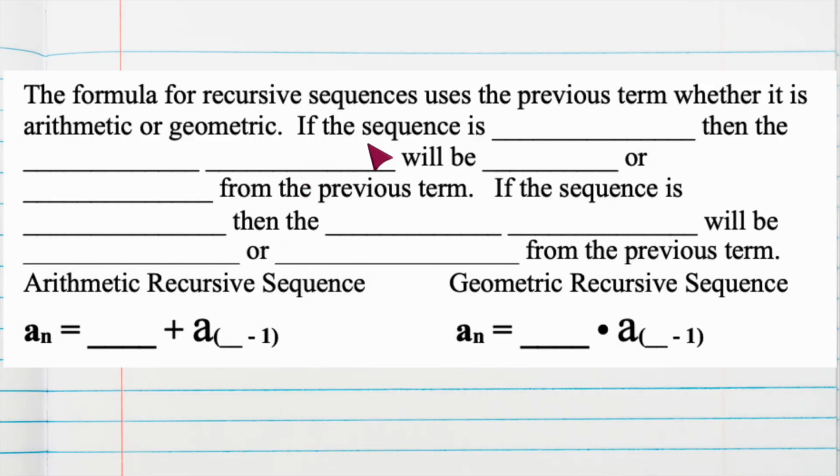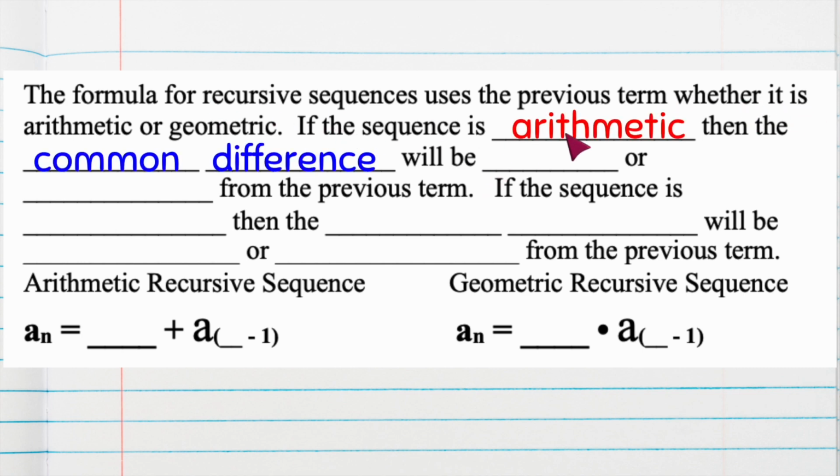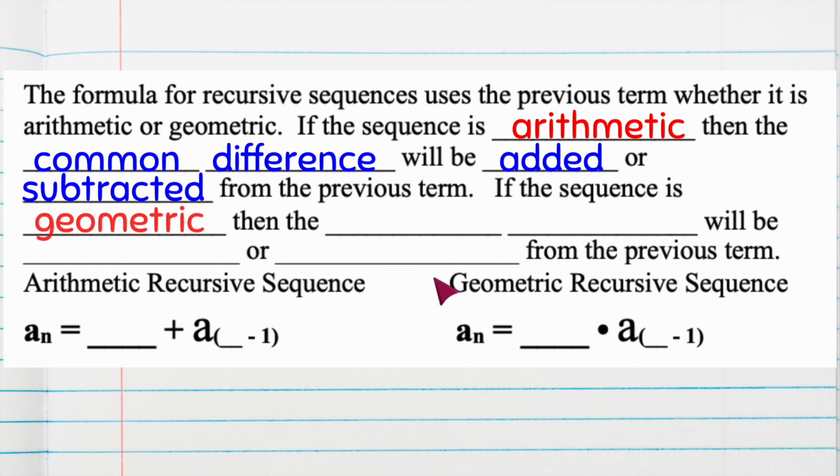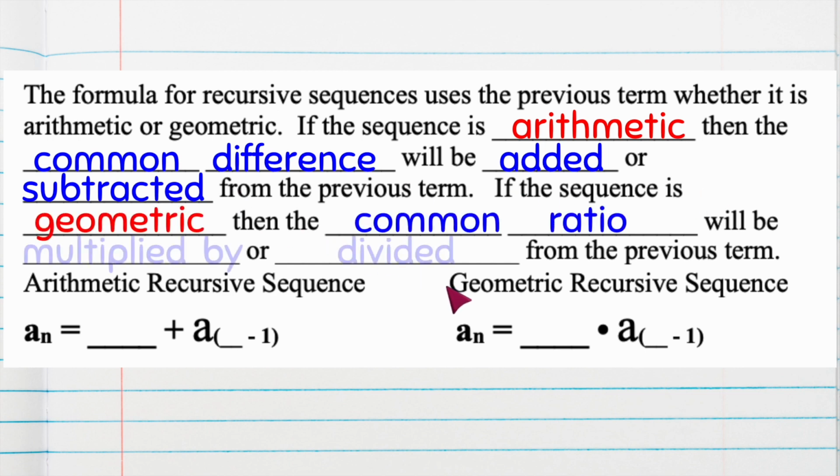So a formula for recursive sequences uses the previous term, whether it is arithmetic or geometric. If the sequence is arithmetic, then the common difference will be added or subtracted from the previous term. If the sequence is geometric, then the common ratio will be multiplied or divided from the previous term. So those are just basic definitions of arithmetic and geometric. Hopefully that sounds pretty familiar at this point because we've been doing this for a few weeks now.